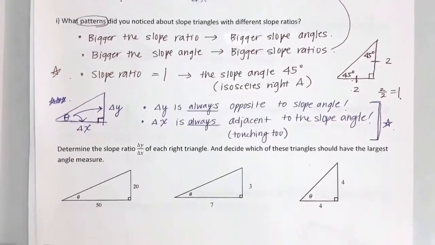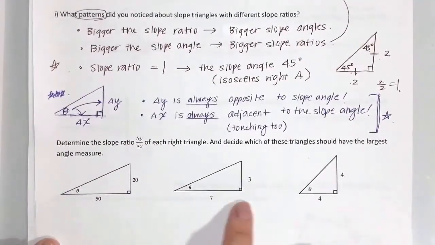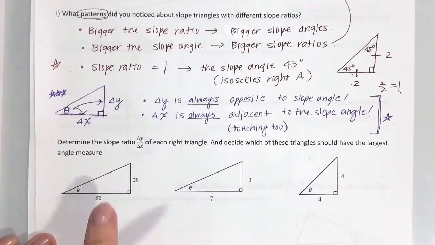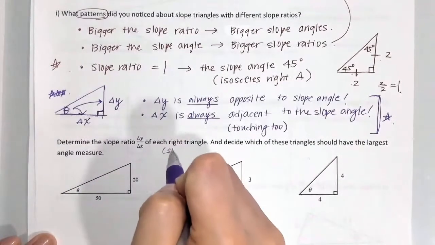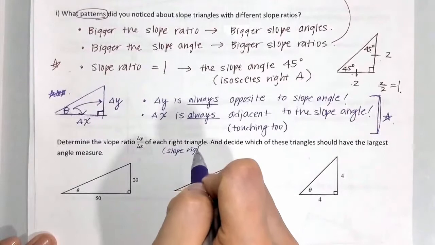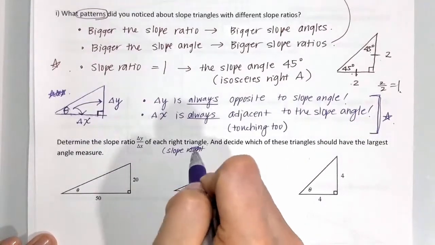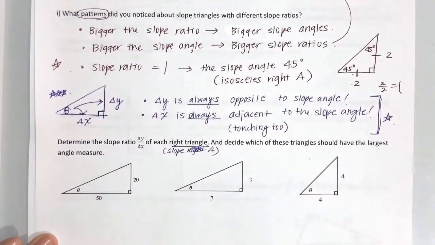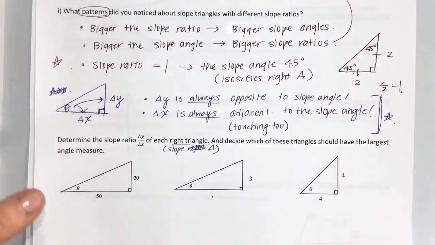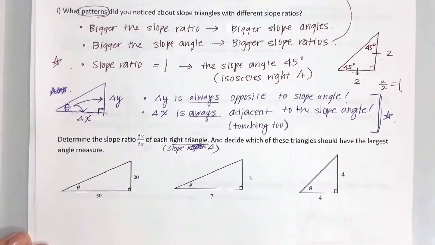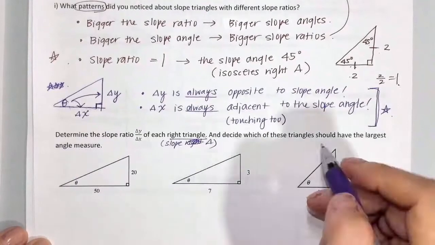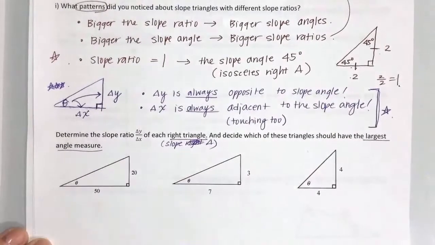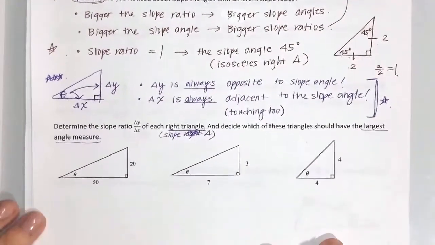So then here's a question for you. Given the 3 right triangles, or slope triangles, which I can call them, I'm going to call this slope triangle or right triangle, doesn't matter. Find the slope ratio of each of these triangles and decide which of these should have the largest slope angle measure. Try it on your own, come back to check.